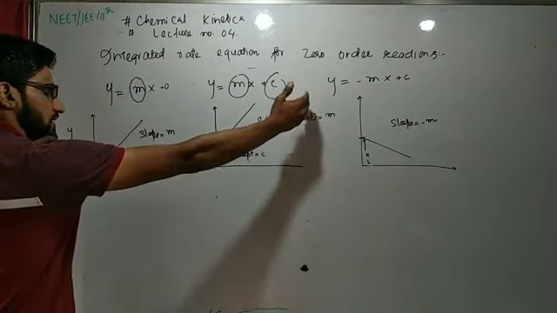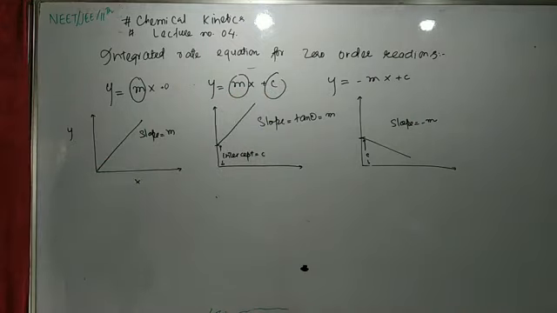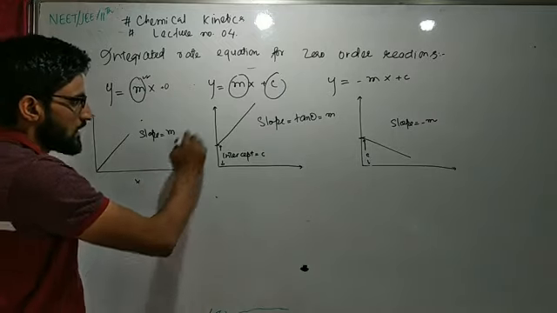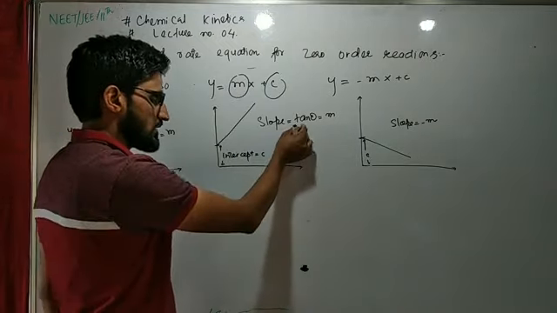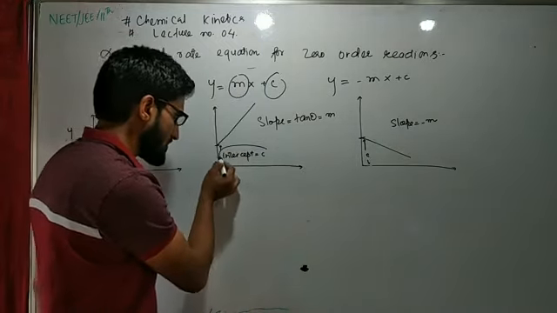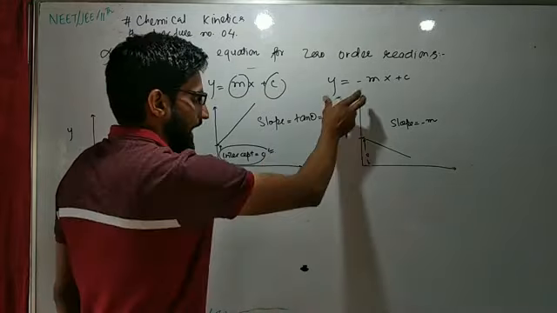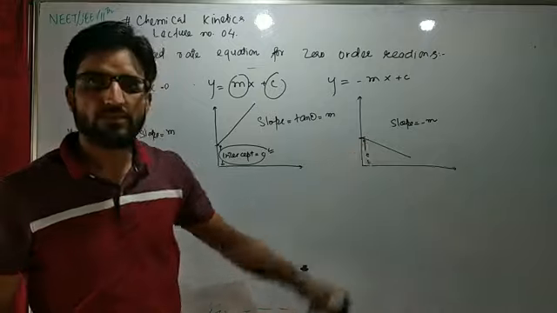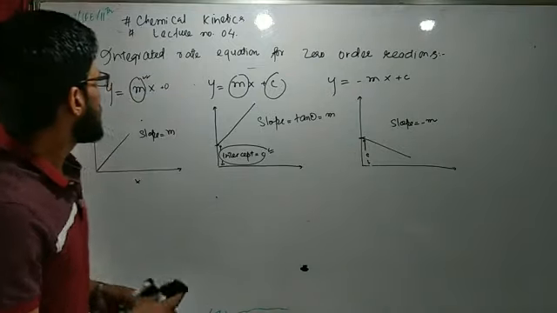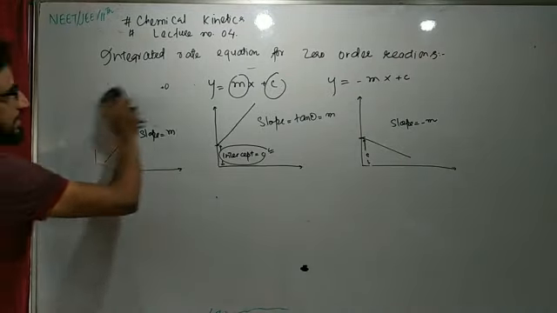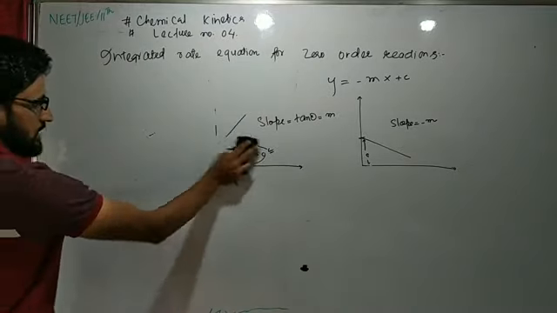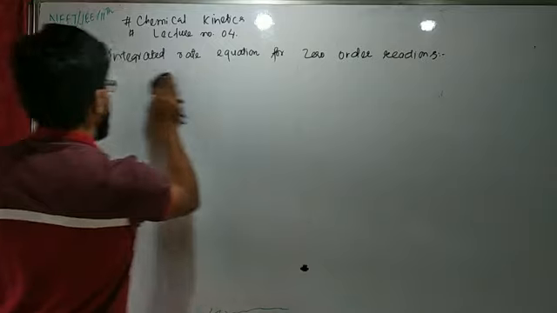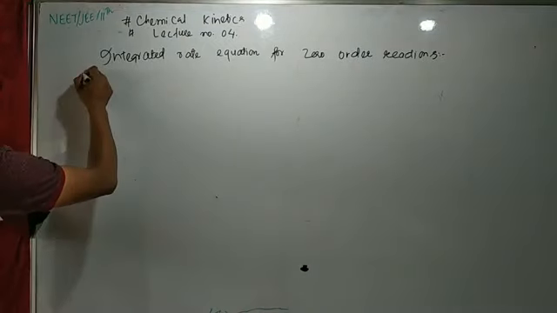These are the equations of straight lines and these are their corresponding graphs. This is y is equal to mx, its slope will be m. Y is equal to mx plus c: the slope is the same, that is m, but it has the intercept equal to c. And in this case, the slope will be negative and c will be the intercept. Now let us start the integrated rate equation for zero order reaction.